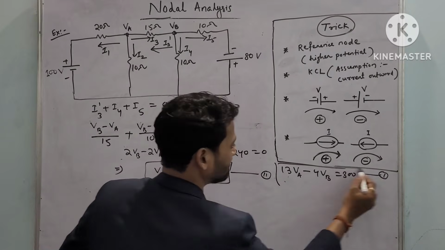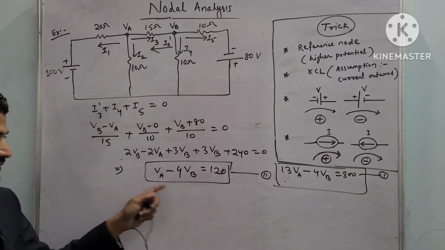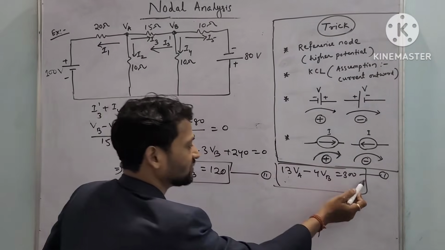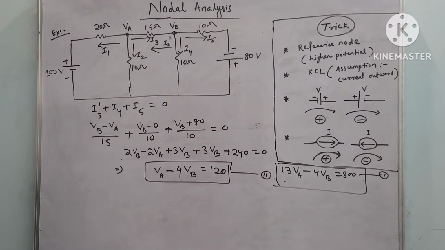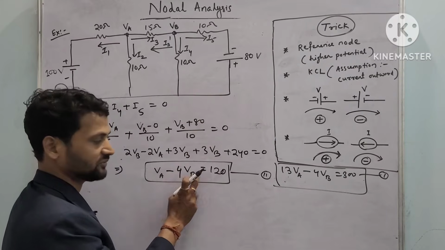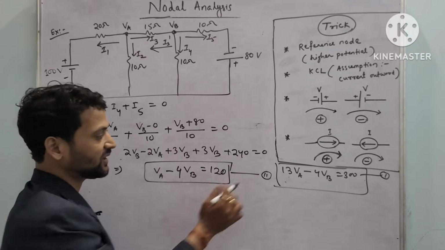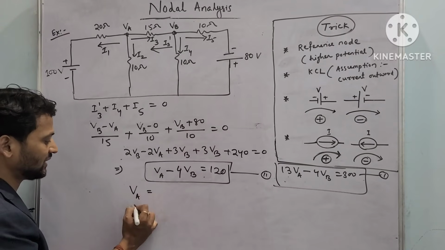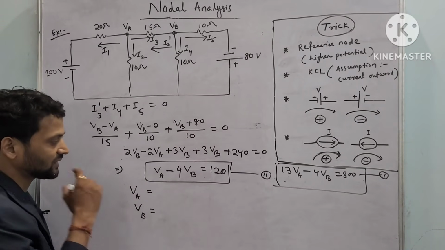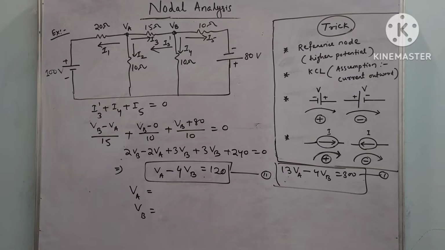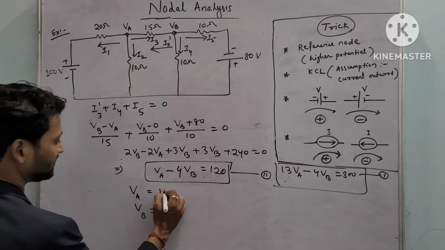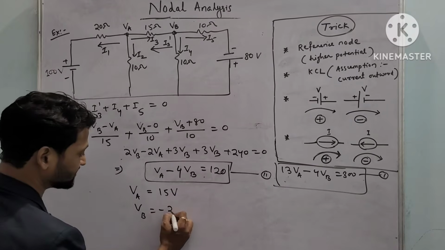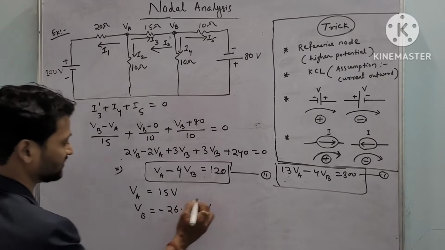So see, we have two equations and two unknown variables, VA and VB. We can get the answer. We have equation 1 and equation 2, and two unknown parameters VA and VB. So by using these two equations, you can get the value of VA and VB. I think VA is coming 15 volt, and VB is coming minus 26.25 volt.